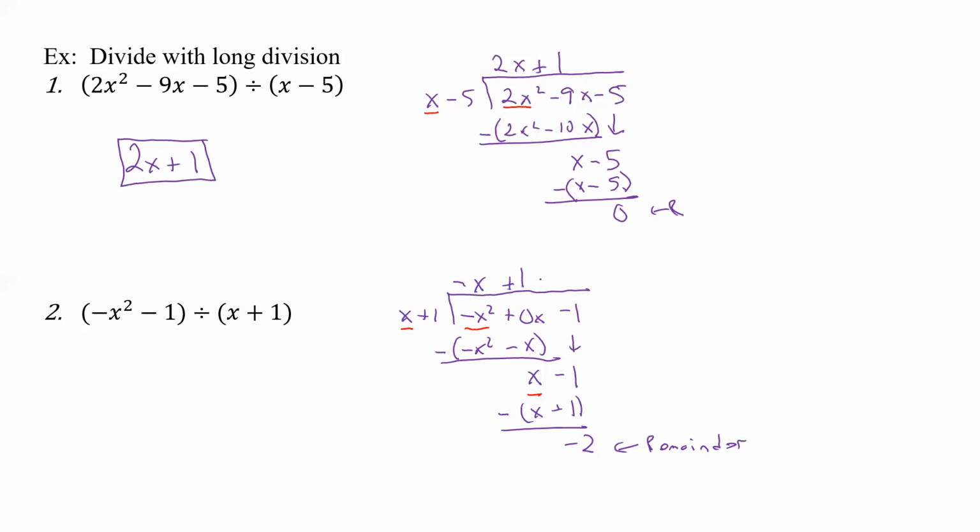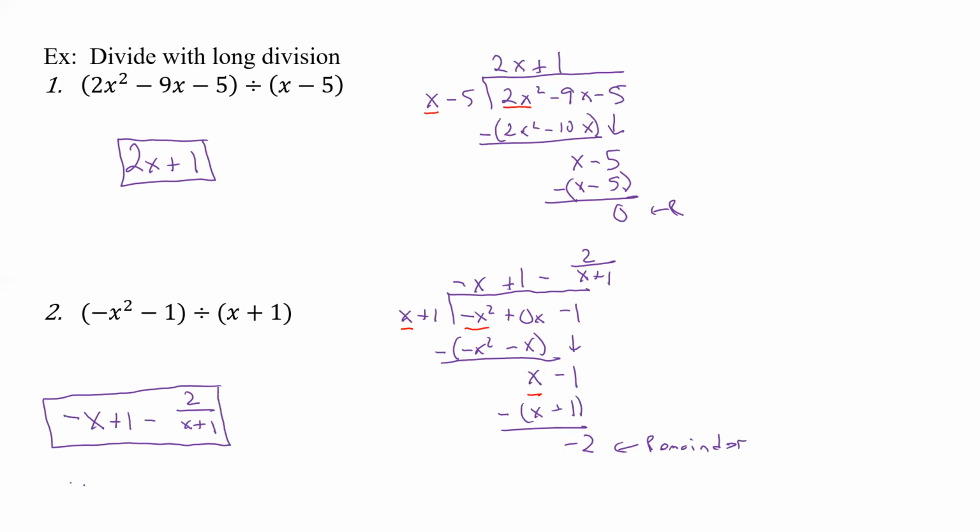And what we can do is we can write this as minus 2 over x plus 1. Okay, so our final solution would be negative x plus 1 minus 2 over x plus 1. And that gives us our quotient and our remainder.